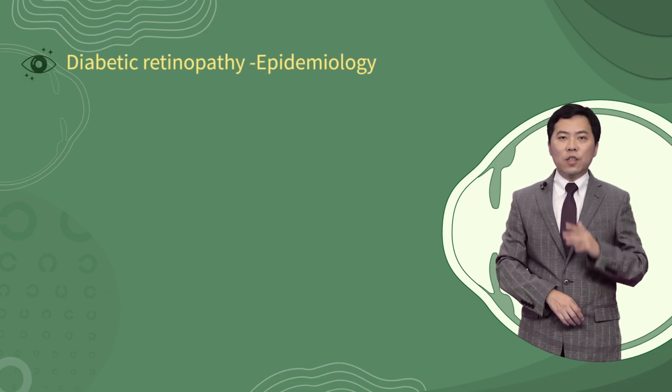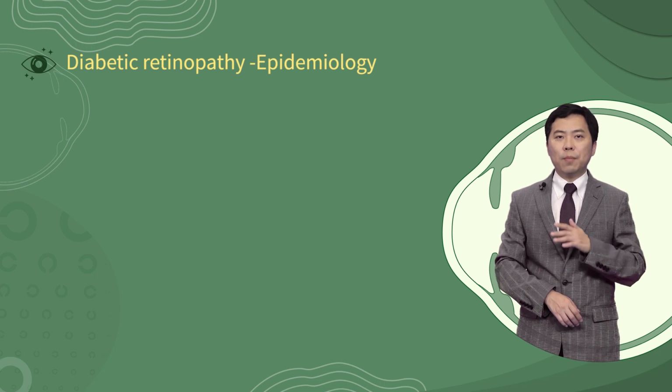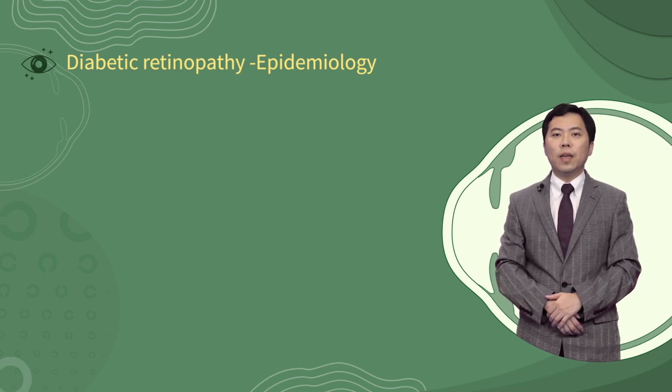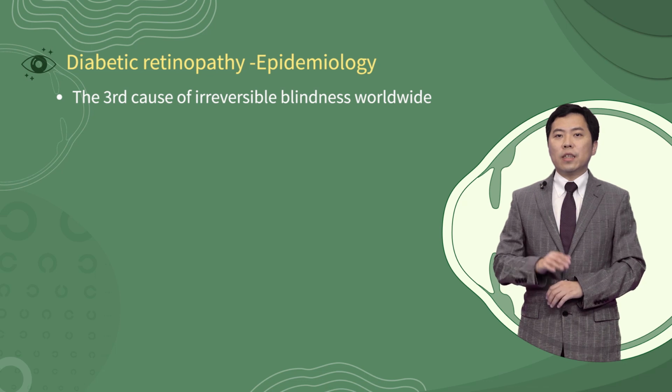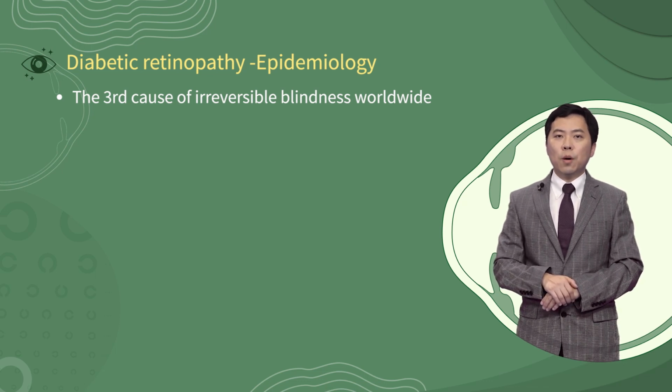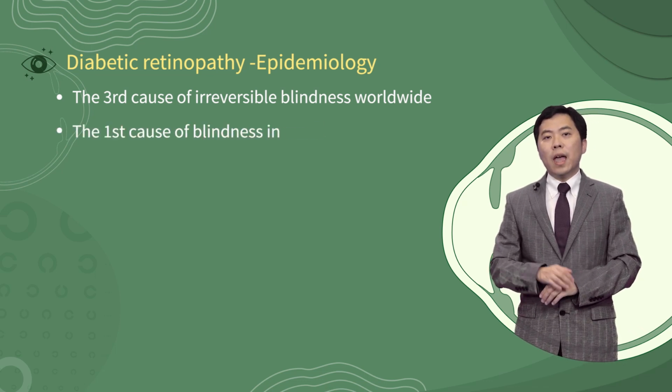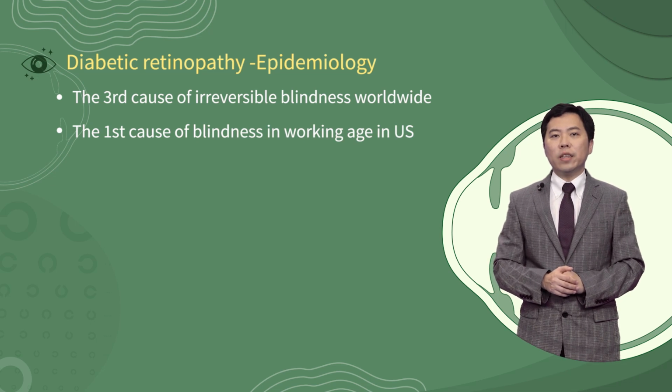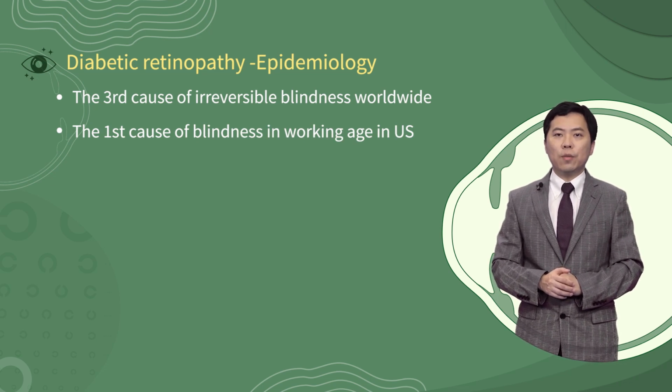Okay, the next question is how many diabetic patients have retinopathy? Diabetic retinopathy is the third cause of irreversible blindness worldwide, and the leading cause of blindness in the working age group in the United States.